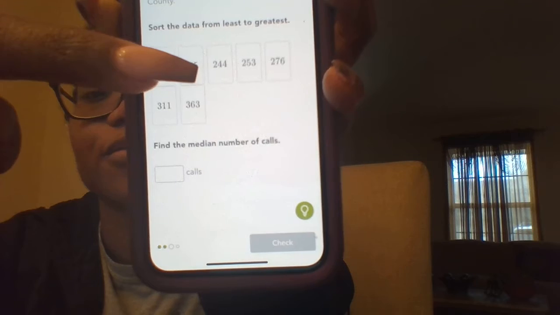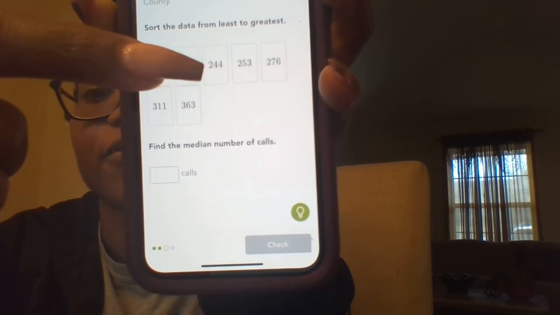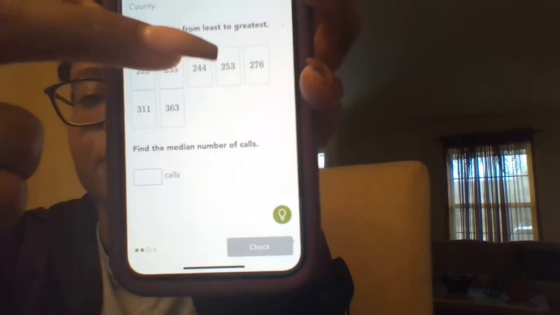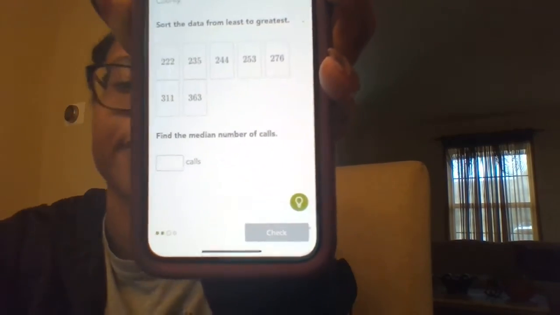Now we're asked to find the median. There are a total of 7 values. Don't let the fact that it's on 2 lines trip you up. We still have 1, 2, 3 values up top or furthest left, and 1, 2, 3 values furthest right. So the middle value is going to be this 253, which means 253 is the median of the data set.